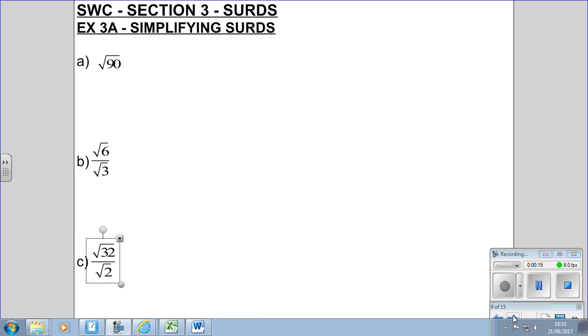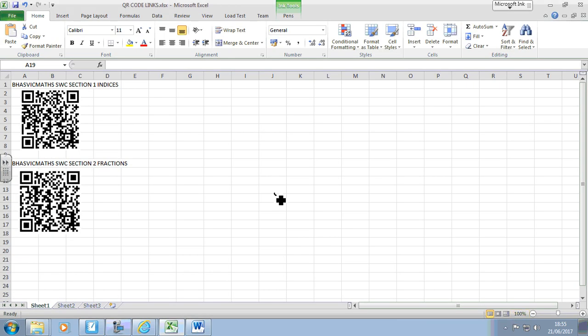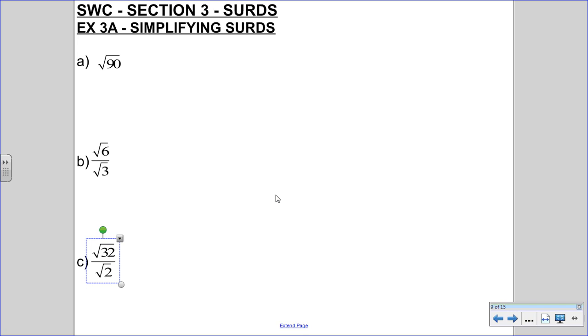Okay, root 90. So we already know what a surd is. A surd is something that is broken down into an irrational number. So root 4 is not a surd because that's the same as 2. The square root of 4 is 2. So root 4 by itself is not a surd.